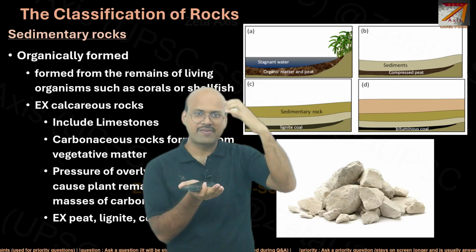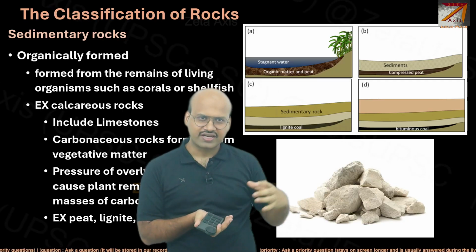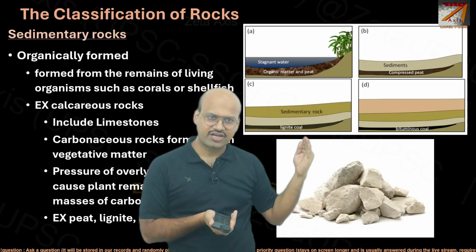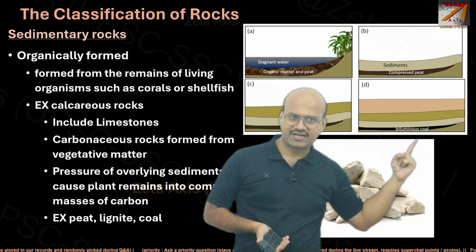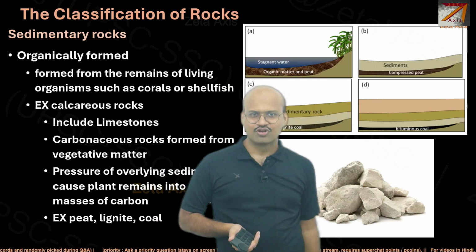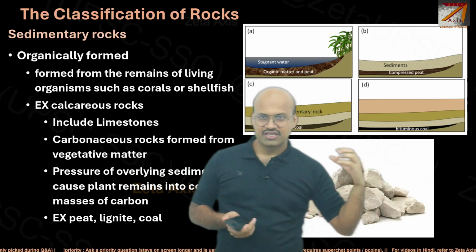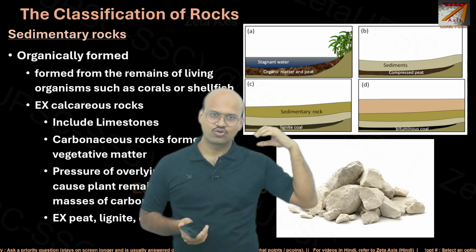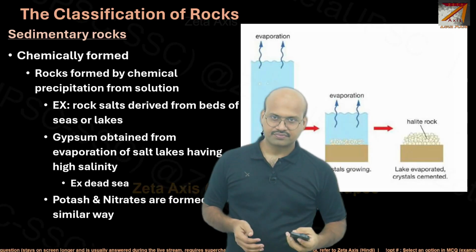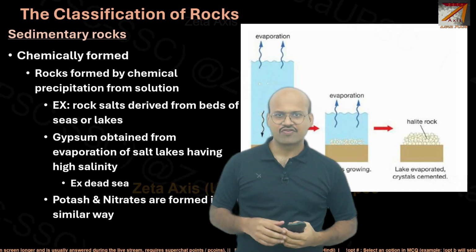Now there is very high pressure and temperature, so over time it will get converted into lignite coal, and if sufficient time and sufficient pressure are available, then it can be converted into bituminous coal. So we can see that this is how the organic matter is converted into sedimentary rock. Then we have the chemically formed sedimentary rock.